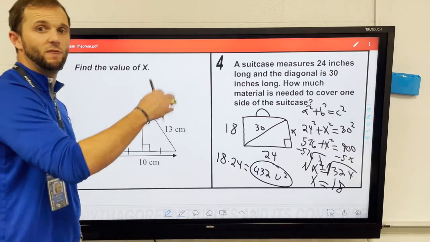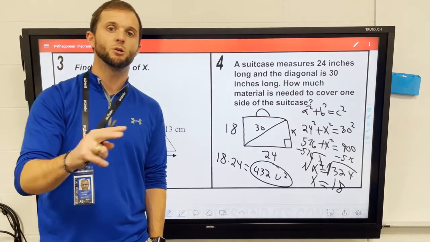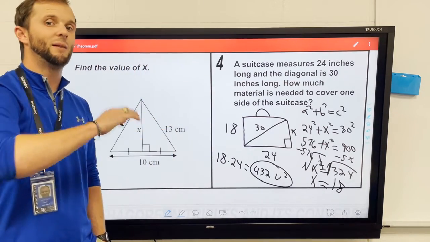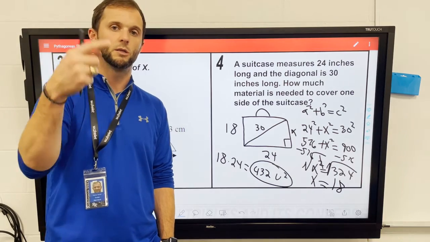So this is Pythagorean theorem. And so what you're going to do now is you're going to take this information and you're going to apply it to your problems that you're going to work in Schoology, okay?